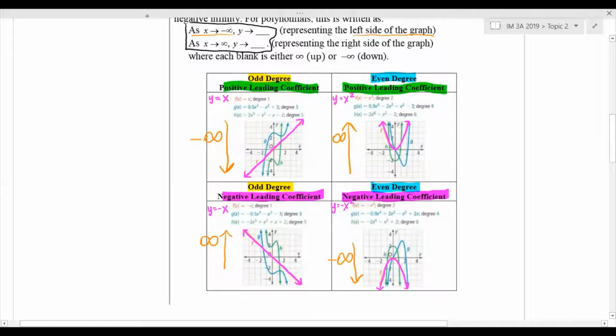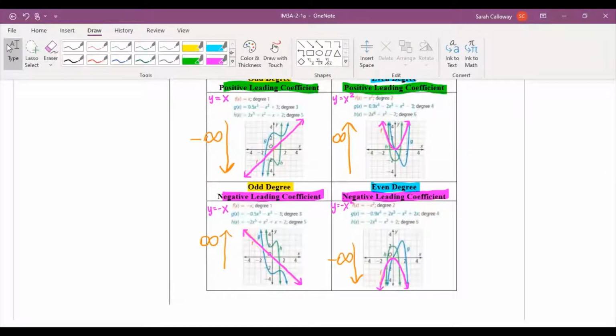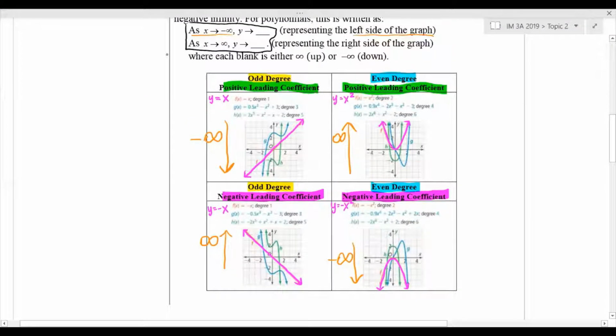So then after looking at the left side of the graph, we want to also look at the right side. So the statement as x approaches infinity is saying on the right side of the graph, y approaches, is saying which direction the arrows are pointing. And so for an odd degree with a positive leading coefficient, notice all 3 graphs are pointing up on the right. So that means the end behavior on the right would be positive infinity. So that this blank here would be positive infinity.